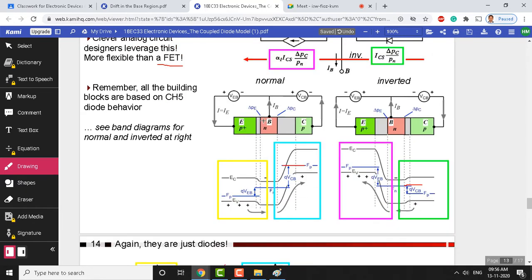And these band diagrams we already talked about, in normal mode. Normal mode means the emitter base junction acts like a forward bias, and the collector base junction acts like a reverse bias. We can see here the holes are injected from emitter to the collector, and we can also observe the barrier heights. Since the emitter base junction is forward biased, the barrier height is less in this junction. On the other hand, if you see the collector base junction, the barrier height has increased due to the reverse bias.